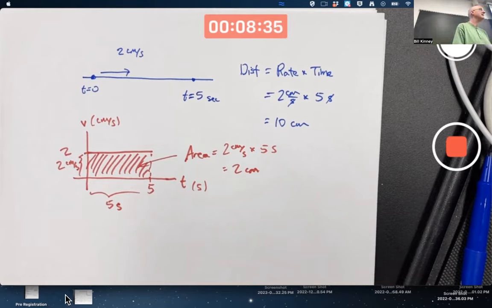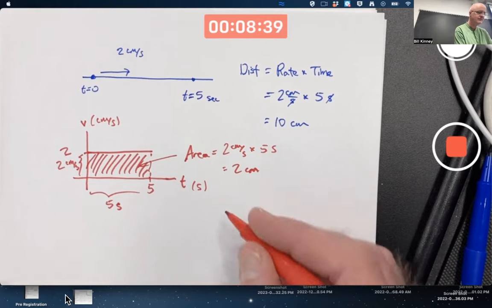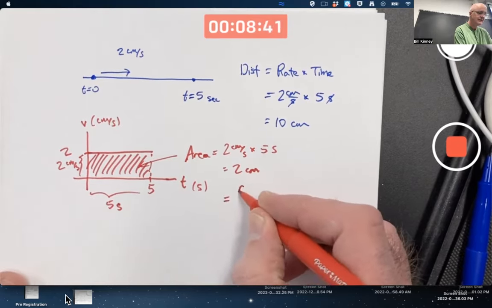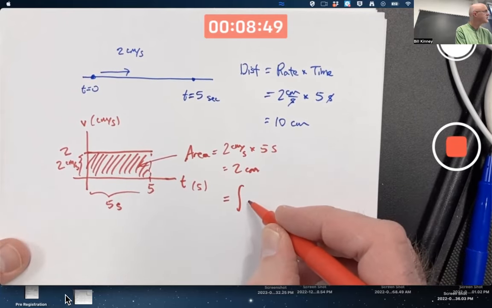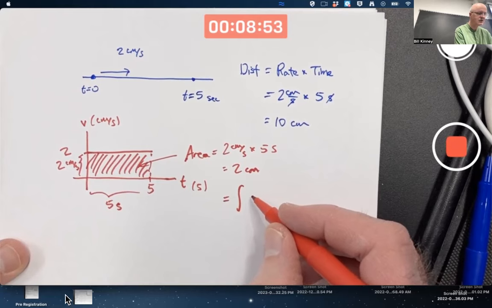And that area is represented by a definite integral symbol. You make an integral sign like we've done with indefinite integrals. You put the function that's being integrated right here. In this case, it's the constant function 2.